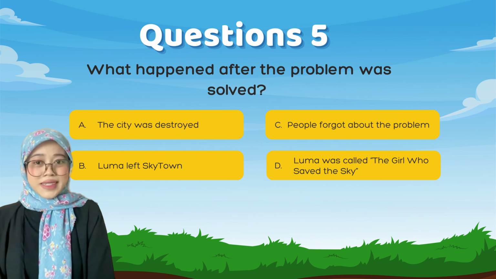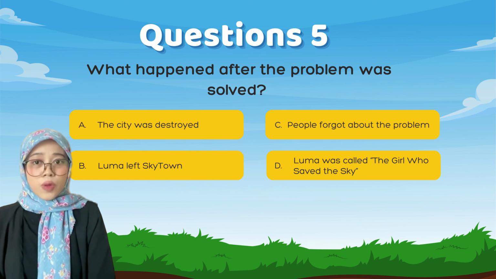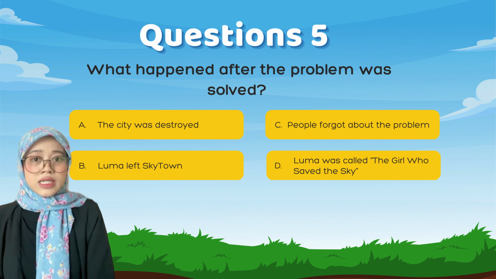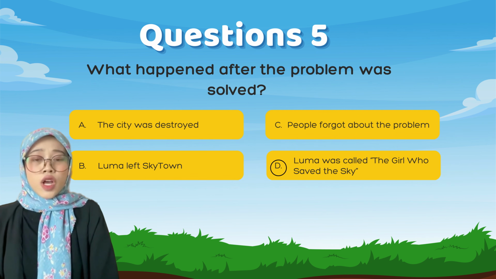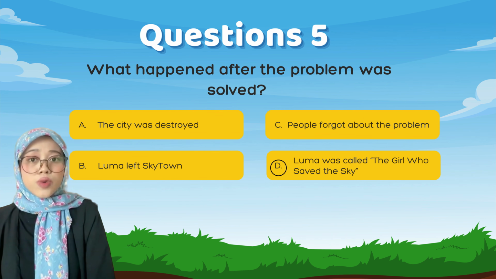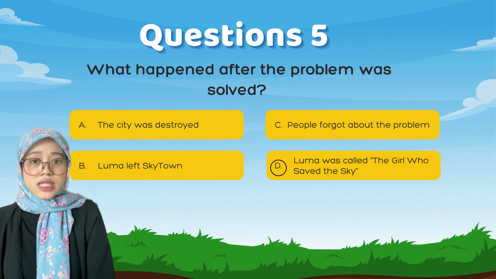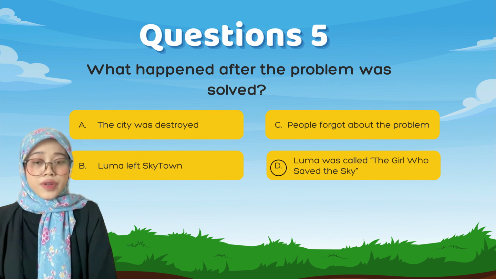The last question. What happened after the problem was solved? A, the city was destroyed. B, Luma left Sky Town. C, people forgot about the problem. Or D, Luma was called the girl who saved the sky. What is the answer? Correct answer is D. Luma was called the girl who saved the sky. After she saved the city, people gave her a special title. They were proud of her.